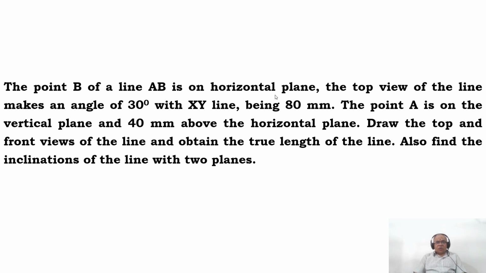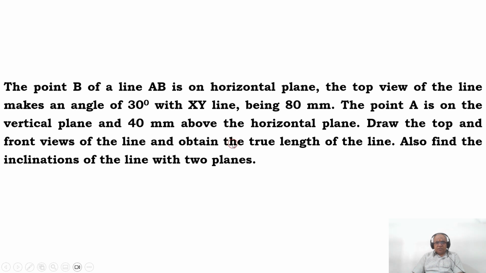The point A is on the vertical plane, and 40 mm above the horizontal plane. Draw the top and front views of the line and obtain the true length of the line, and also find the inclination of the line with the two planes. So this is the problem which is given.